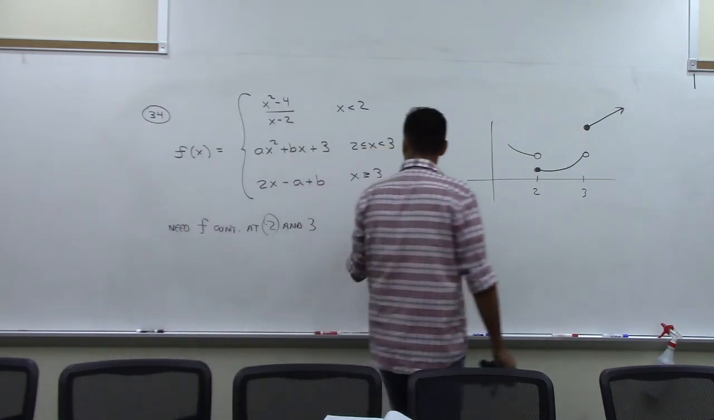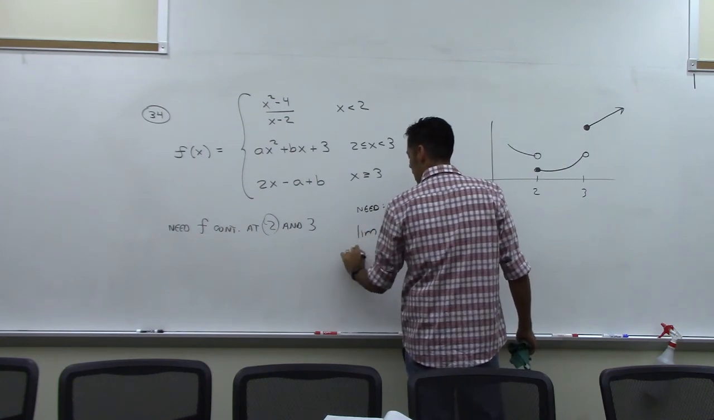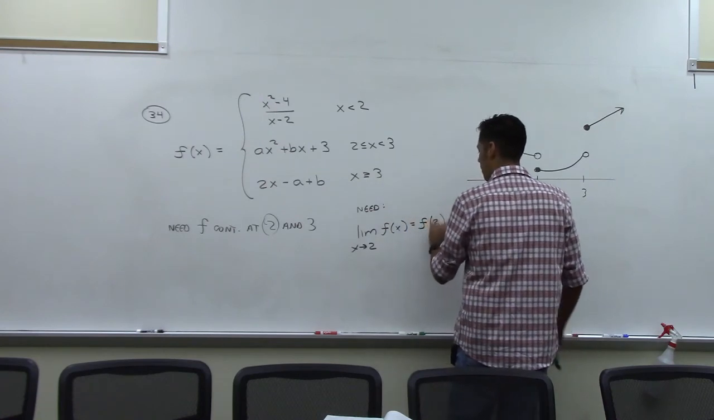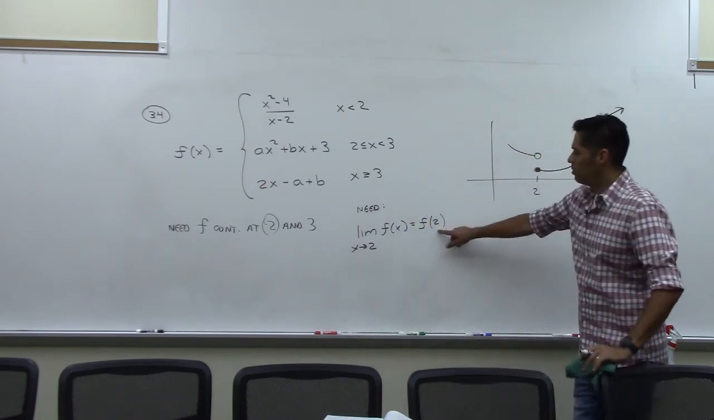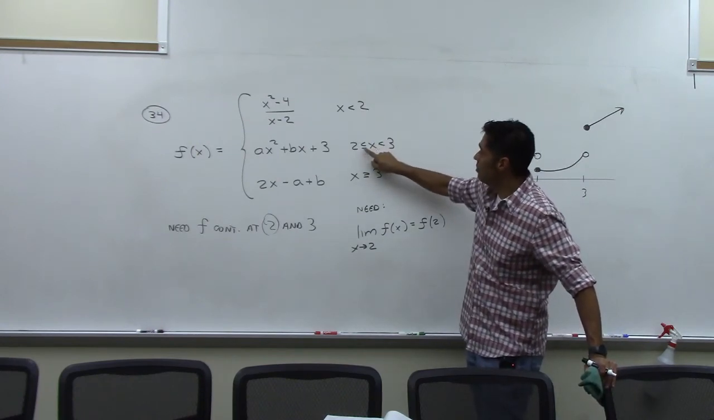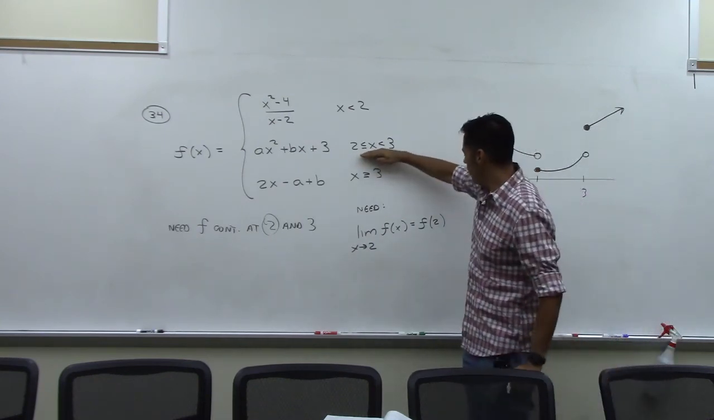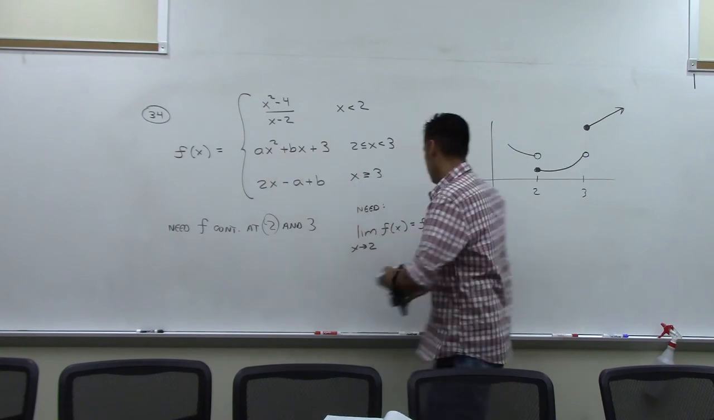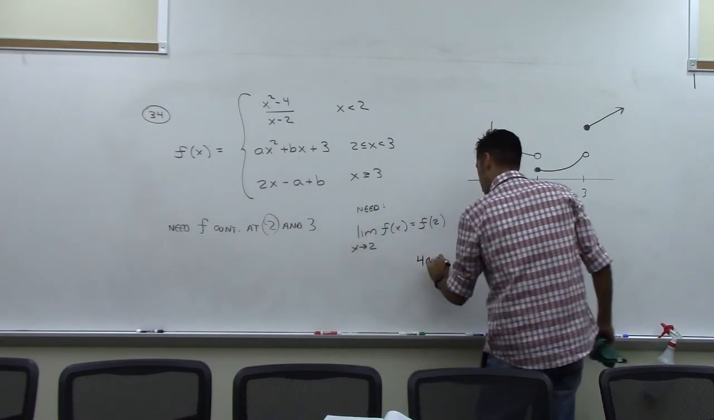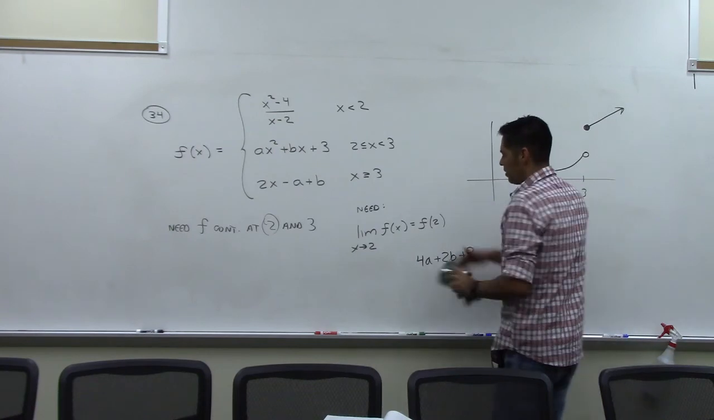What does it mean for it to be continuous at 2? I need the limit as x approaches 2 of the function to be equal to f of 2, right? Well, do we know what f of 2 is? Well, we go here. No, this is when you're less than 2. This is when x is greater than or equal to 2. Okay, so this is the one I'm looking at. So that was that solid dot right there. Plug in 2 for x. You get 4a, plugging 2 in here, plus 2b, plus 3. That's what the right side will be.